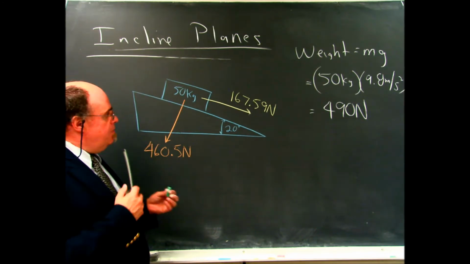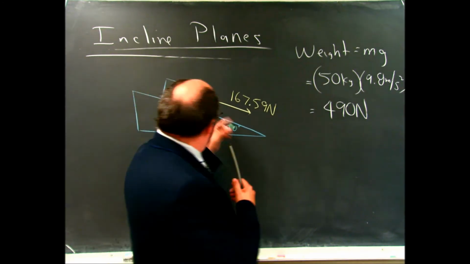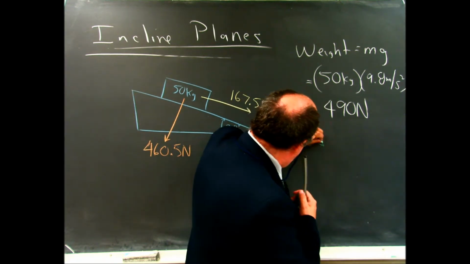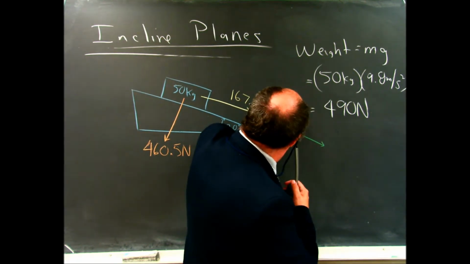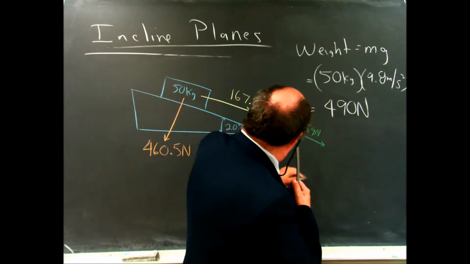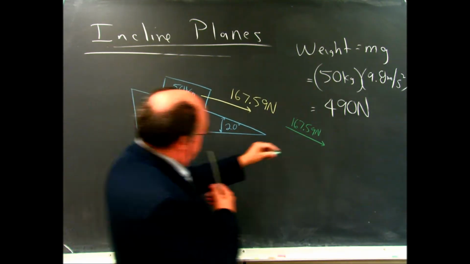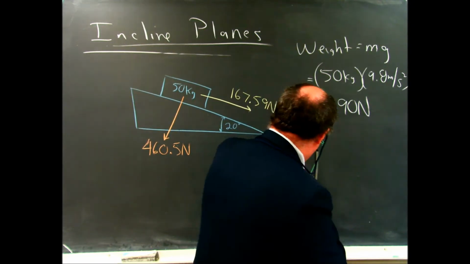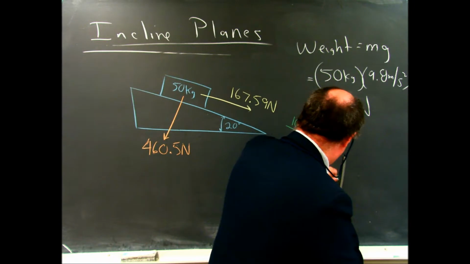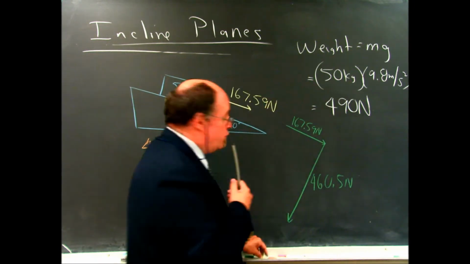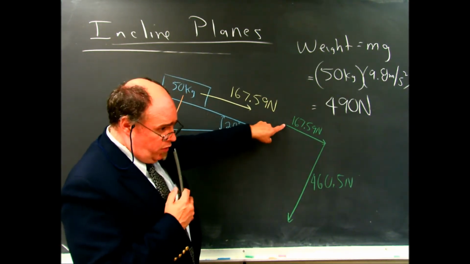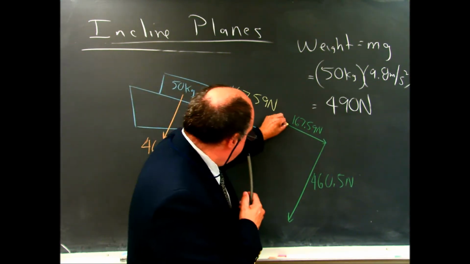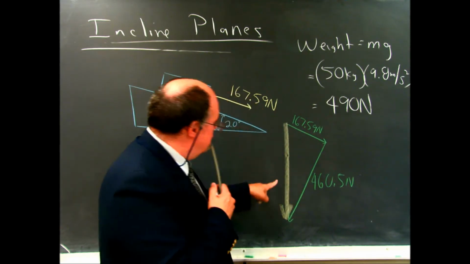So if we use the tip to the tail method, we can see this one's going down the hill a little bit, and this is the number 167.59 newtons. And then this one is going perpendicular into the hill, so it's kind of going like this, and this one is 460.5 newtons. Well, the true weight would be if we went from the overall beginning to the overall ending. So if we did that tip to tail, then we would go from starting to ending. And this is going to be the true weight.